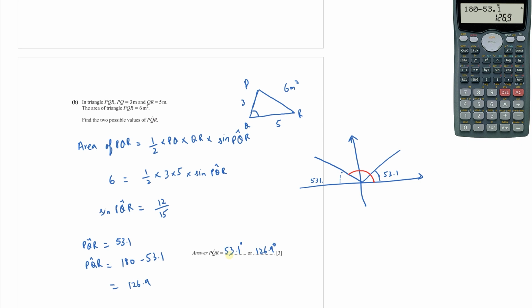So if you take sine of 53.1, you will get the answer 12 over 15, which is 0.8. And if you take sine of 126.9, you will again get the same answer, 12 over 15 or 0.8. So sine of an angle which is in the first quadrant or in the second quadrant is positive.